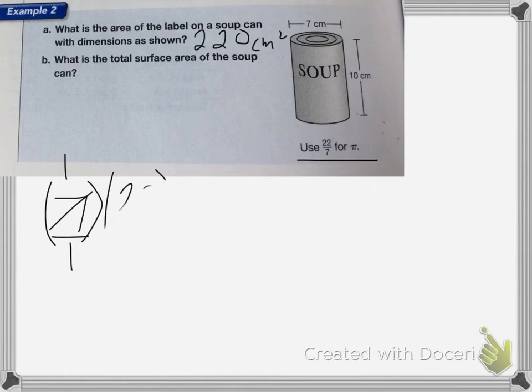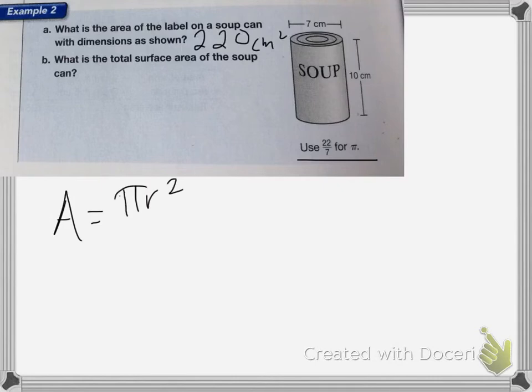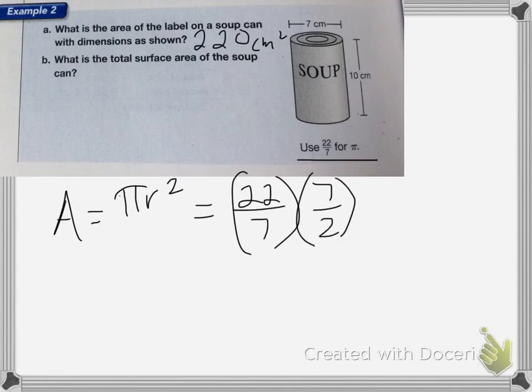Now let's find the total surface area of this can of soup. So I need to find the area of the lid and the base. So the area of a circle is equal to pi r squared. So that will be 22/7 times the radius squared. So this will be 7/2 squared. That's the way I'm going to write it. This way I can cancel. So I can cancel the 7s. 7s become 1s. 22 and 2 cancel.